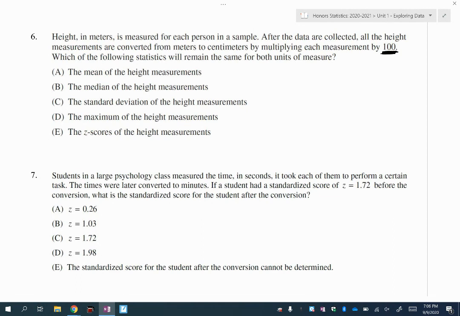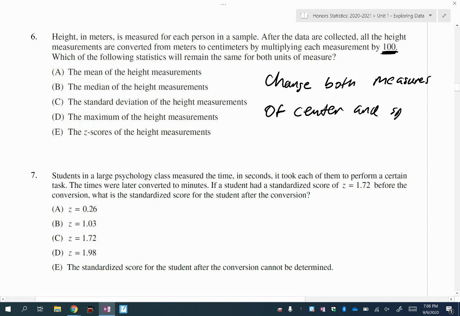So in the notes, in the lecture about the notes from chapter 6, at the very beginning, I mentioned that if you multiply all of your data values by a number, that's going to change both measures of center first, and spread, right? So any measure of center and spread is going to be changed because of this multiplying by 100.